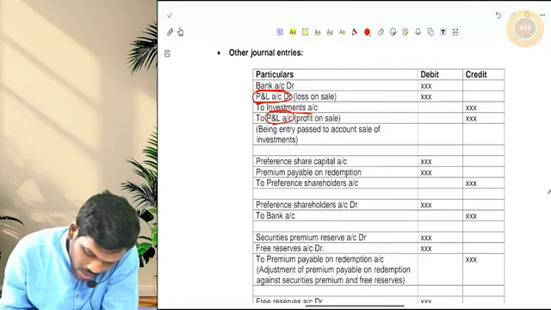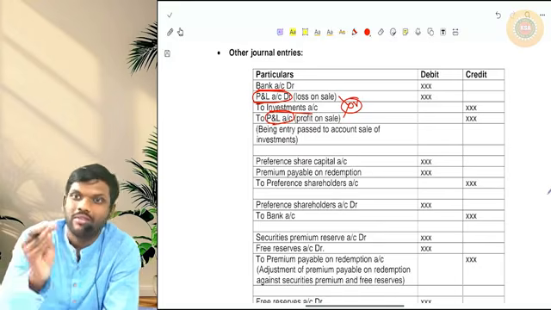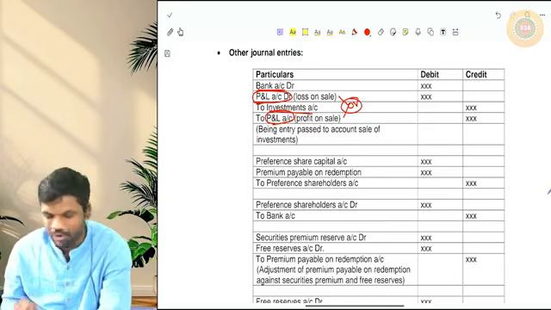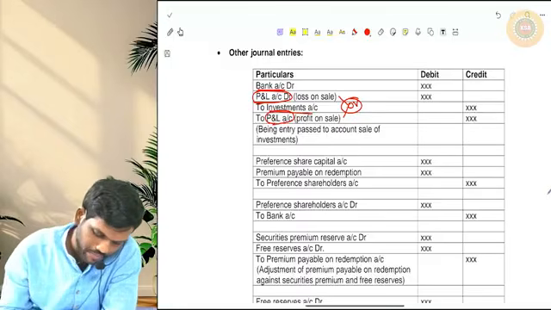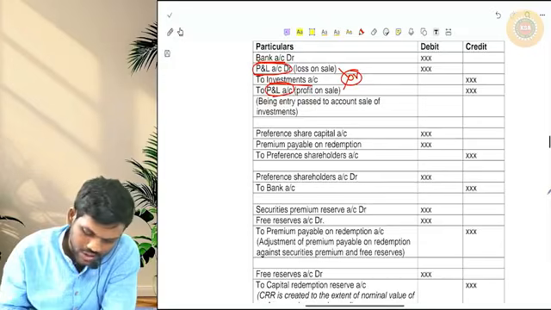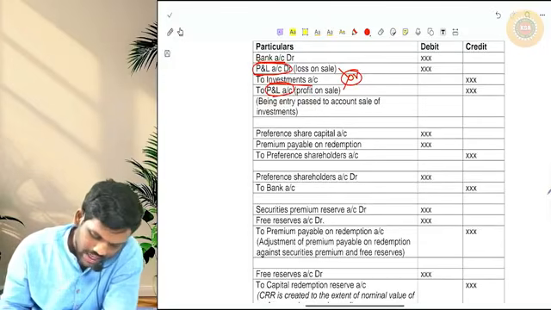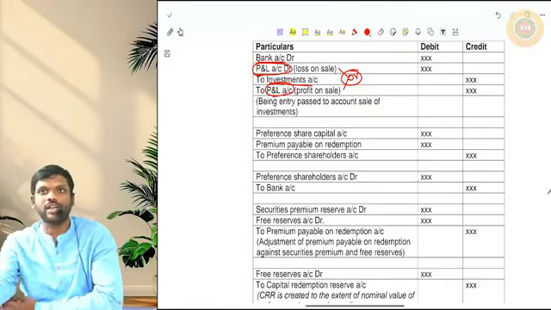Only one of these things will come, not both. Because when you sell, either there will be profit or there will be loss. Both of them will not come. If there is profit, put it to P&L. If there is loss, put it as P&L account debit. This is the first journal entry which you should know, how to pass the journal entry at the time of sale of investments.